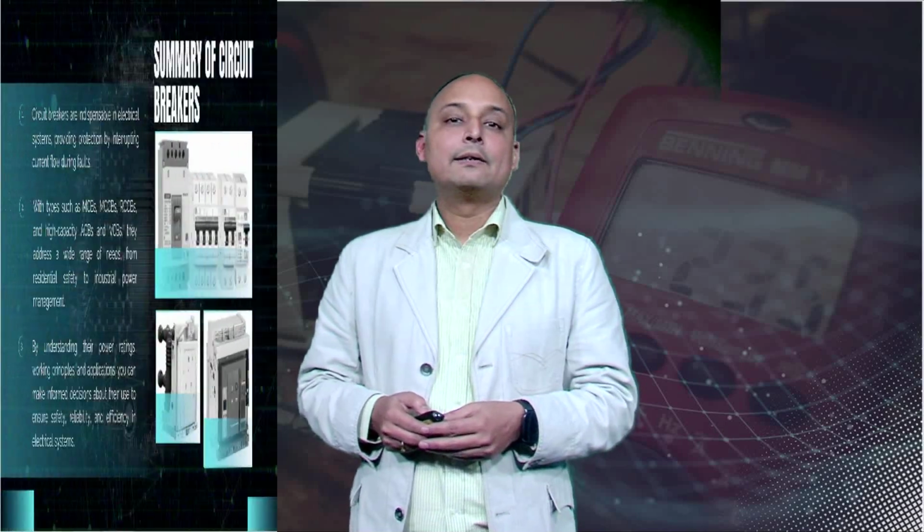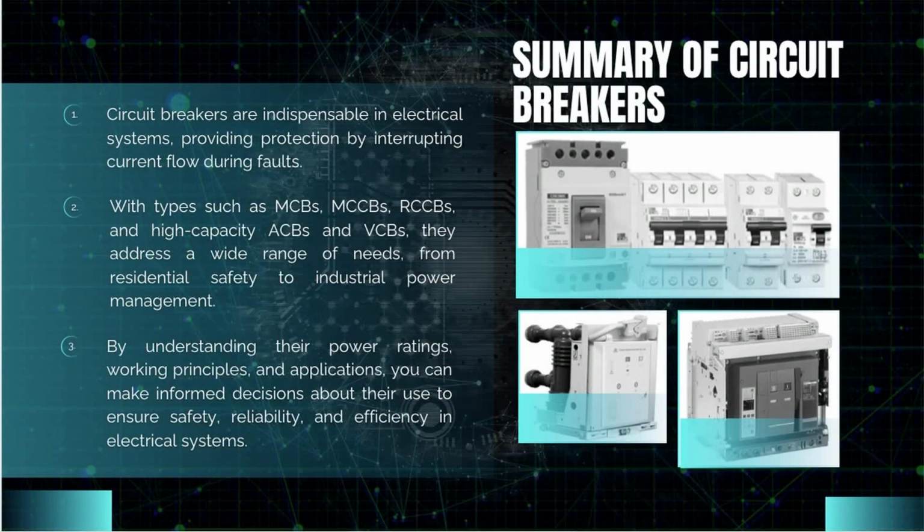To summarize, circuit breakers are indispensable in electrical systems, providing protection by interrupting current flow during faults. With types such as MCBs, MCCBs, RCCBs, and high-capacity ACBs and VCBs, they address a wide range of needs from residential safety to industrial power management. By understanding their power ratings, working principles, and applications, you can make informed decisions about their use to ensure safety, reliability, and efficiency in electrical systems.